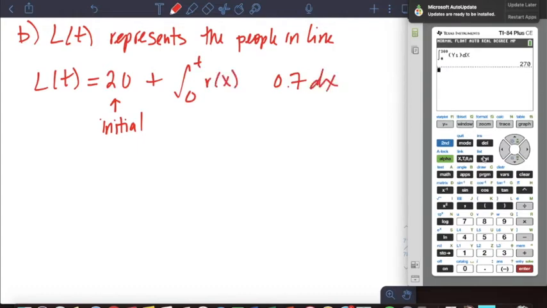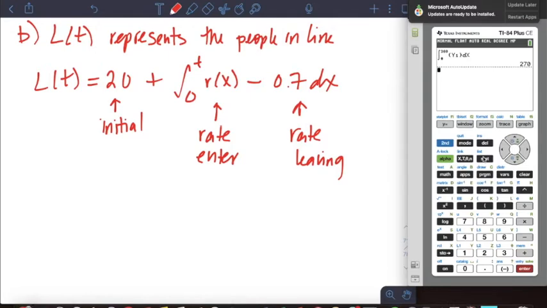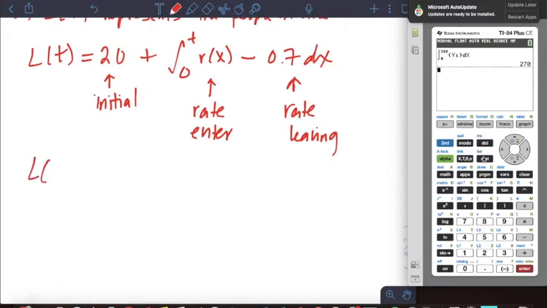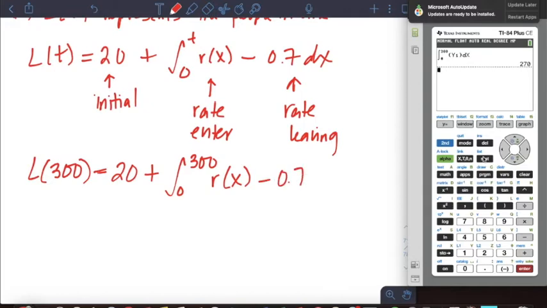People entering would be a positive rate, and people exiting would be a negative rate because we're subtracting those people that are exiting the line. So this is the entering rate, and this is the rate leaving. Then I want to know how many people are in line at time t equals 300, so let's go ahead and plug in 300. So 20 plus the integral from 0 to 300 of r of x minus 0.7 dx.